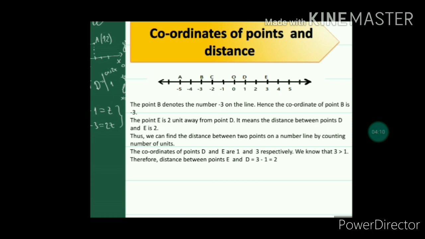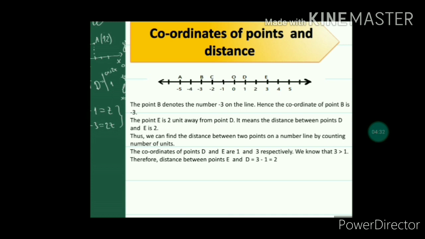The coordinate of point D and E is 1 and 3 respectively. We know that 3 is greater than 1. Therefore, distance between point E and D is equal to 3 minus 1 is equal to 2.